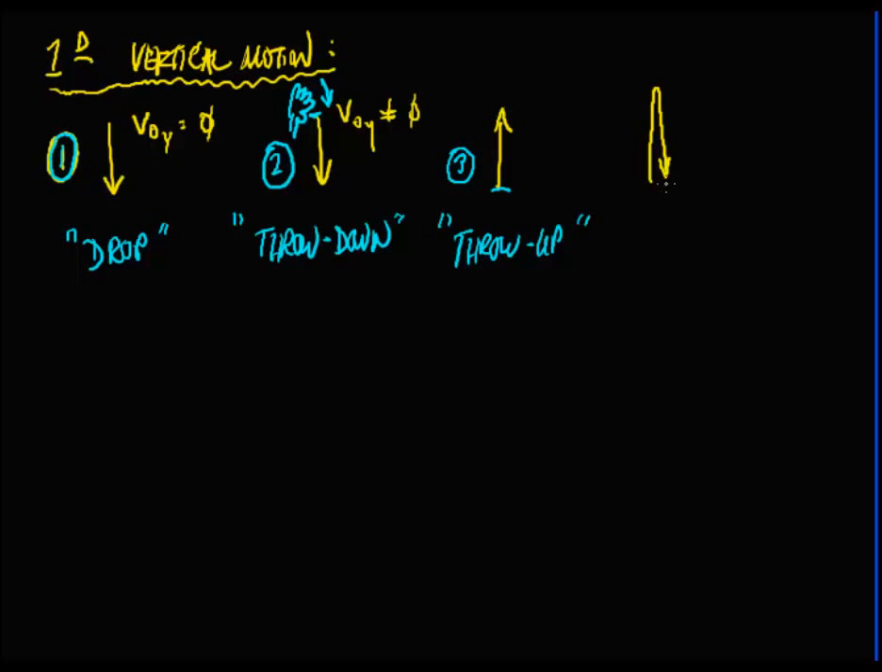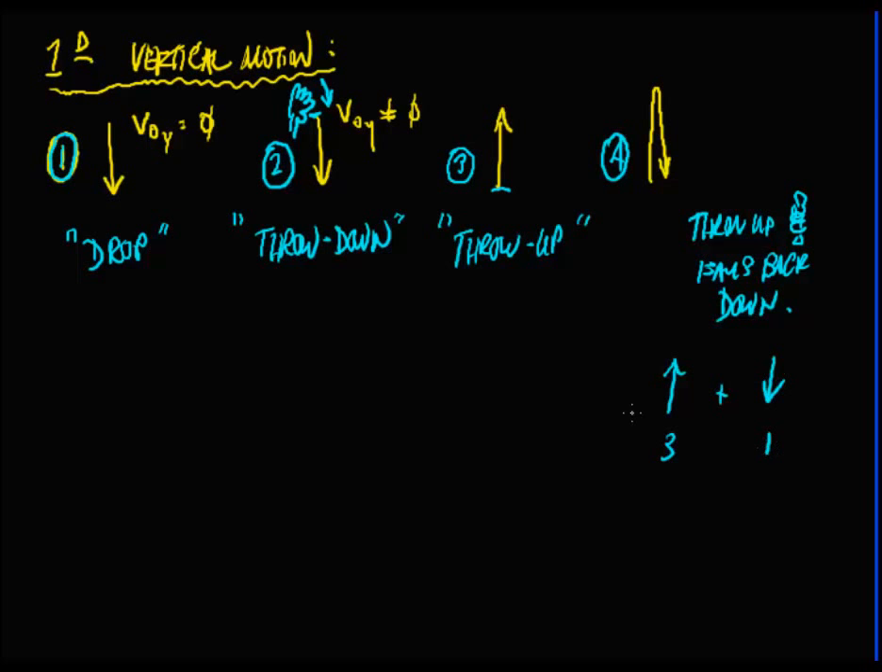Alright, so the next type, or the fourth type, is I throw something up and it falls back down. Throw up and, well, that's supposed to say fall back down. Now really this is just a combination of going up, which is a 3, put together with a fall back down or drop, which is a number 1. So we could really look at this problem as two separate problems, and when we solve each one of these, we're going to look at doing just that.